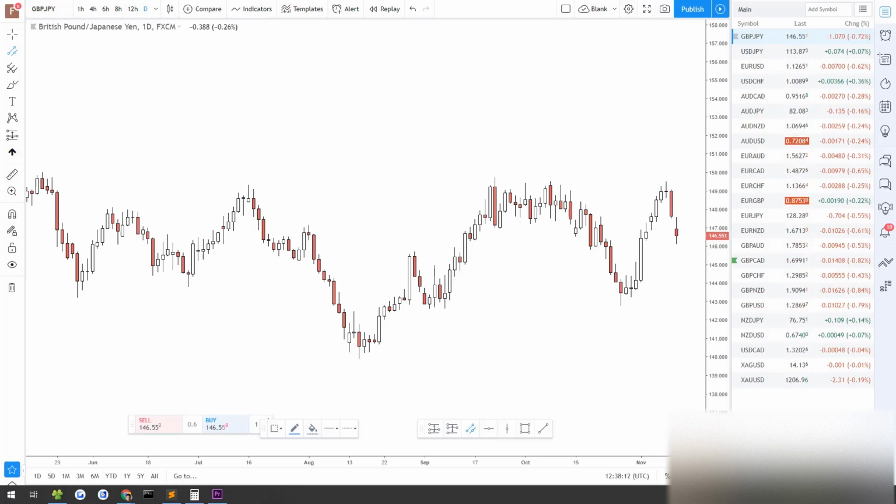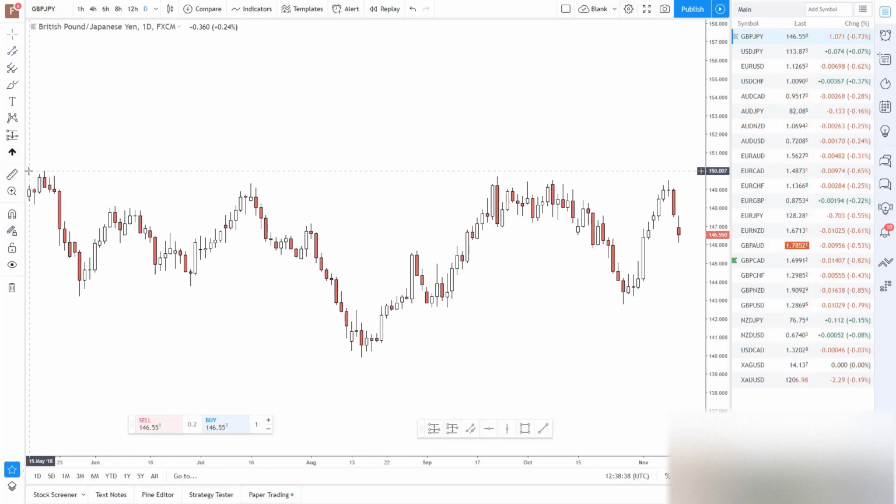So first thing I do is I switch to the daily chart and I get about 6 months worth of data on my screen. What's 6 months worth of data? That's just 6 months worth of candles. So here I have candles from about the 15th of May to today, which is the 12th of November, which is roughly 6 months. It doesn't have to be perfect. It can be 5 months, can be 7 months, can be 8 months. It doesn't have to be perfect.